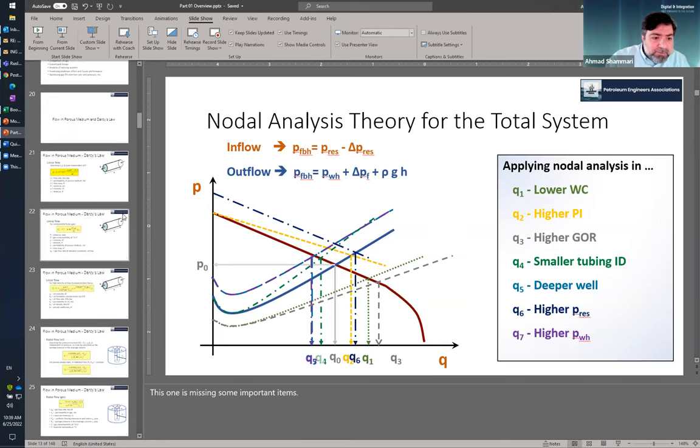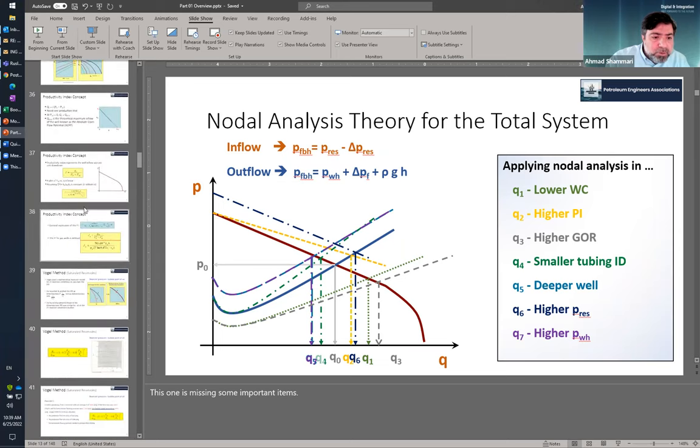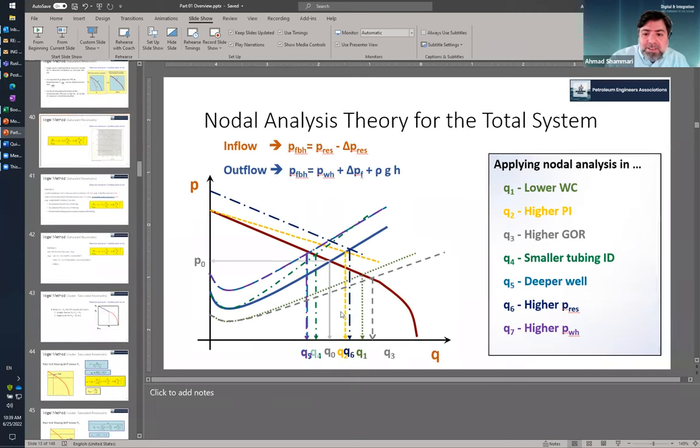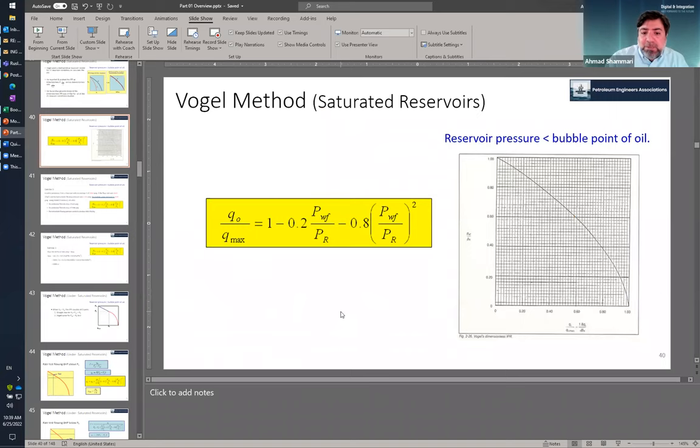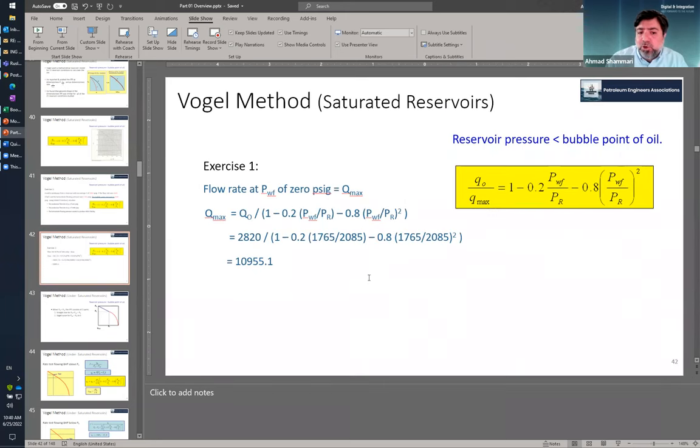Now, what if I ask you, remember this equation here? This is the Vogel IPR, okay? So you need to remember how to use this equation by just plugging in the flow rate and bottom hole pressure, and you will get Q max. Then you have Q max, and then you can use this equation to construct your IPR. I hope this is straightforward, okay? And we solved this example last time, and this is how we calculated Q max, for example.